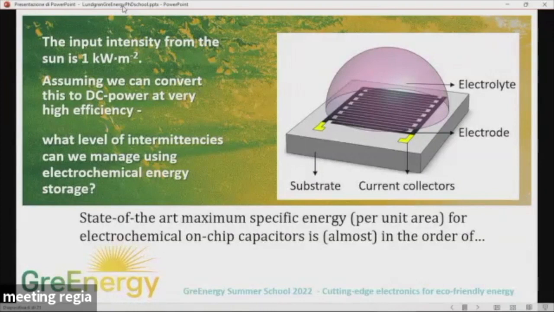50 microwatt hours. So how did you come up with that number? Okay, so you have seen numbers before. Okay, that's one way of doing it. Okay, thank you. More numbers.